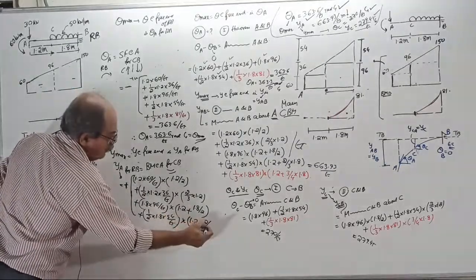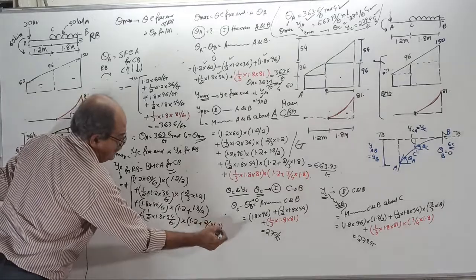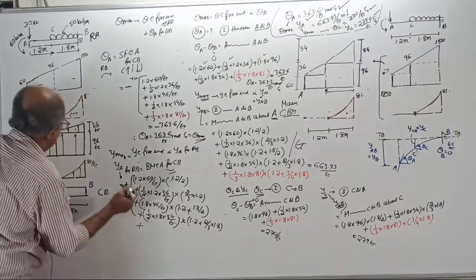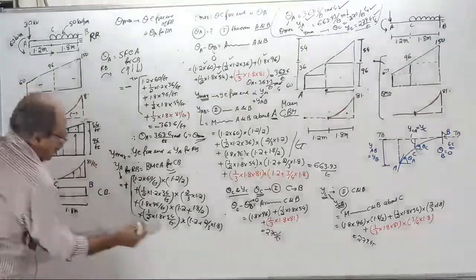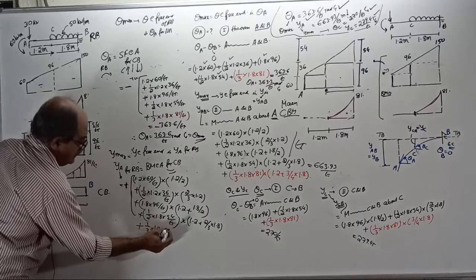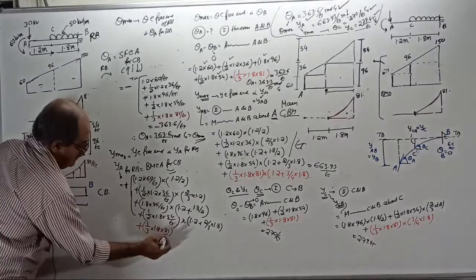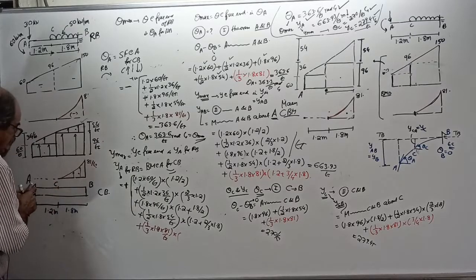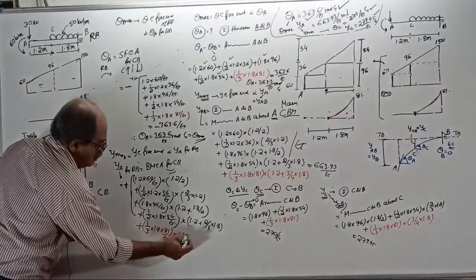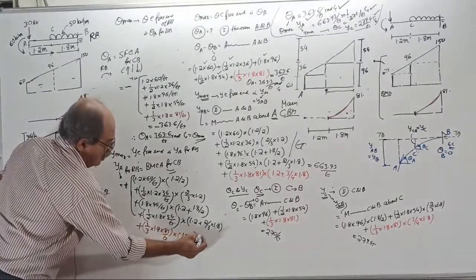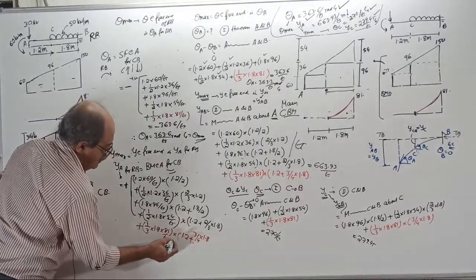plus 2 by 3 of 1.8 lastly plus that parabolic part. How much? 1/3 of 1.8 into 81 by EI is the load into its CG is here moment about A 1.2 plus from here to here is 3/4 of 1.8 over.